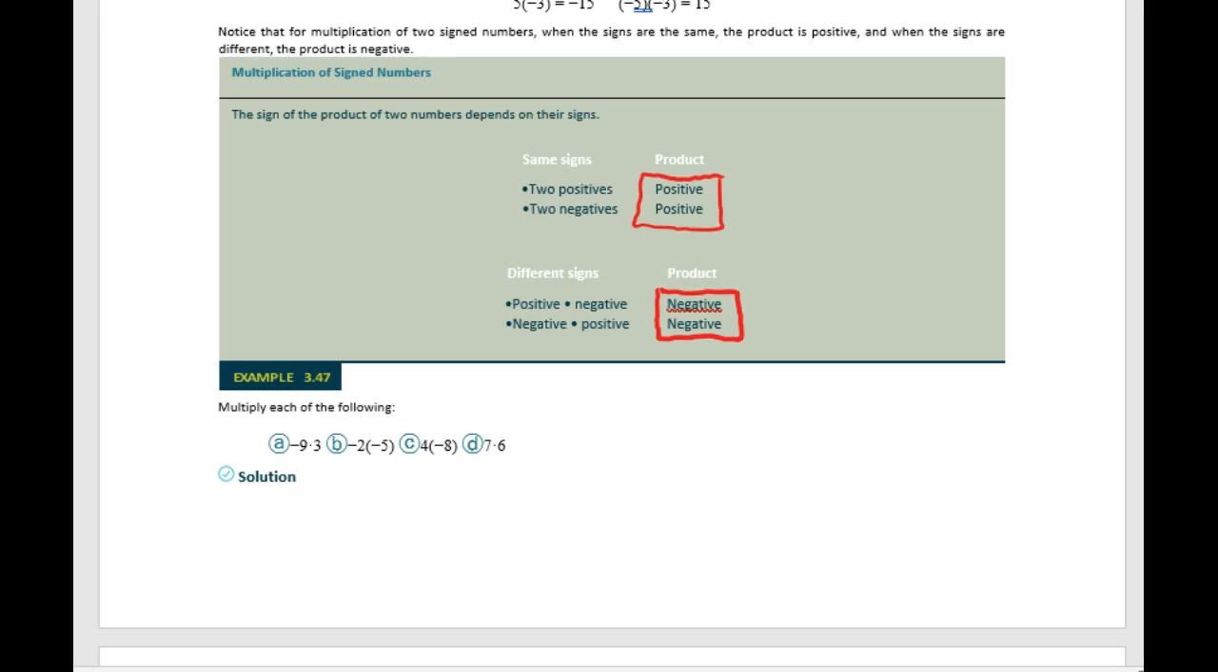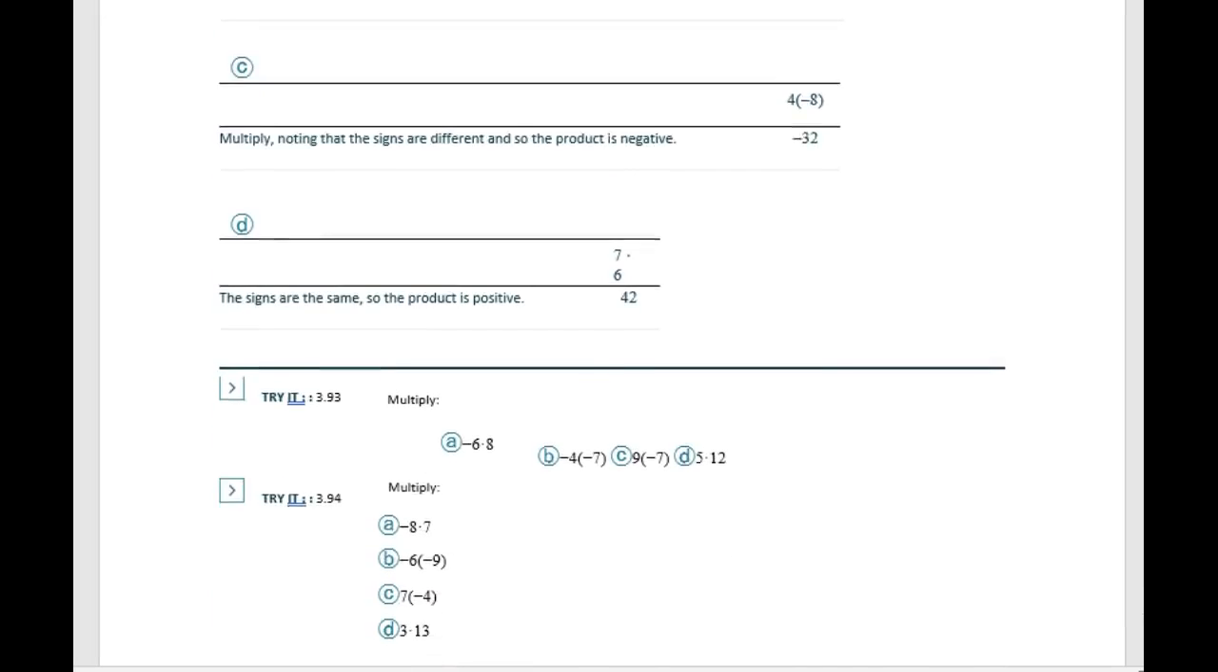So here, the first thing I would ask myself, right, is on this part A, let's do part A together. I've got negative 9 times 3. Well, first I see that one of them is negative and the other one is positive, so I know I will have a negative answer. Then I know that 9 times 3 is 27. So let's look at this part D right here. Okay, so D, I have 7 times 6, so I know that they're both positive, so they're the same sign. So my result is going to be positive, and then I can just multiply 7 times 6, which gives me 42. So that's all we really need to do when multiplying.